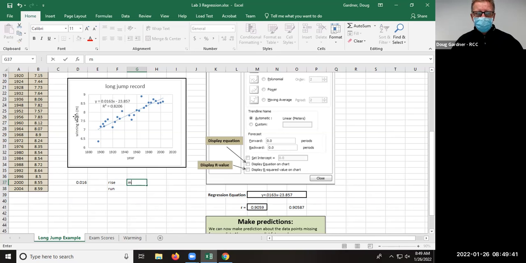So I'm staring at this problem just to see what the units are. Oh, this is meters. What's the run? Oh, that's in years. And so that 0.016 then has a unit. It's actually 0.016 meters per year. All of a sudden now I understand what that number is telling me. Oh, that's telling me I can actually expect the record to increase by 0.016 meters a year. That means something in the problem. That's the idea.